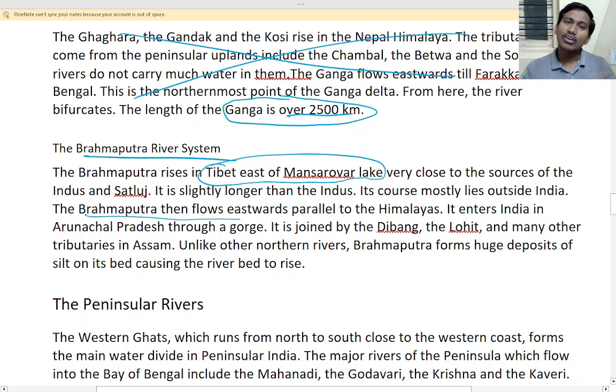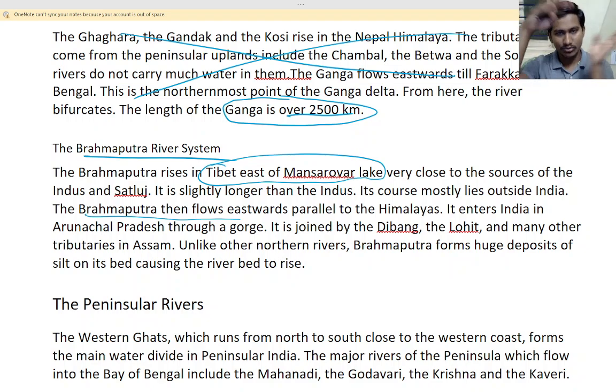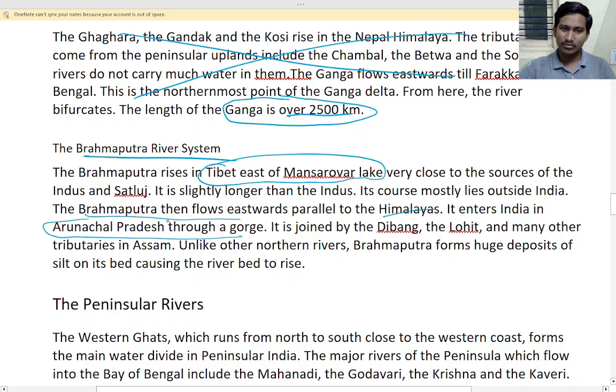Okay. Then all the water from Tibet is collected and it comes through Assam, right? So that is where the water will mainly be used. The Brahmaputra then flows eastwards parallel to the Himalaya. It enters India in Arunachal Pradesh, and through Assam it flows. It is joined by the Dibang, Lohit and many other tributaries in Assam. Yes, the Dibang and Lohit rivers.